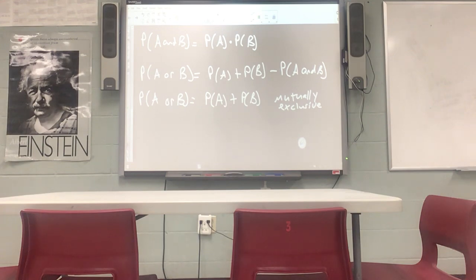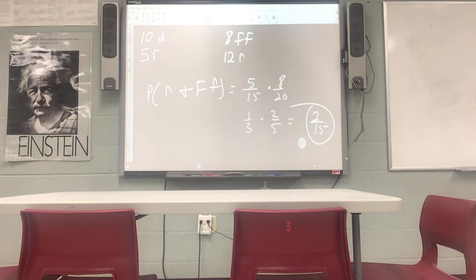Okay, so the difference between mutually exclusive and not mutually exclusive is that if it's not mutually exclusive, you have to subtract the overlapping ones out. That's what that minus piece is up there. So let's get a clean sheet and try some of those.